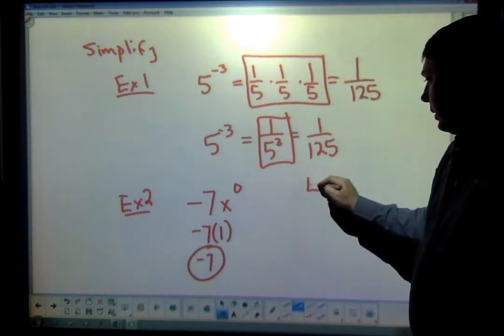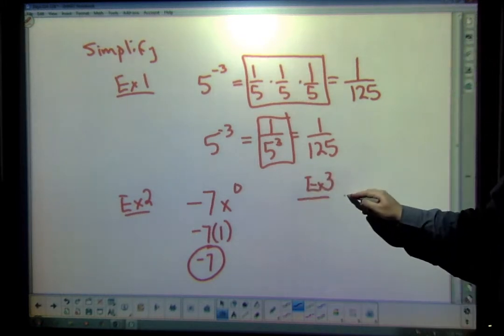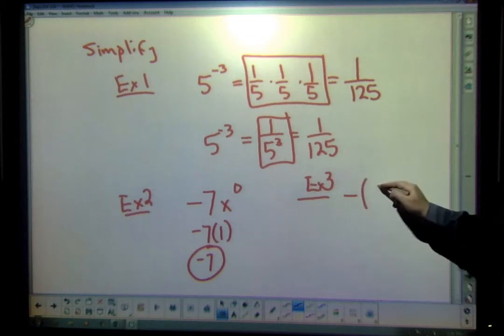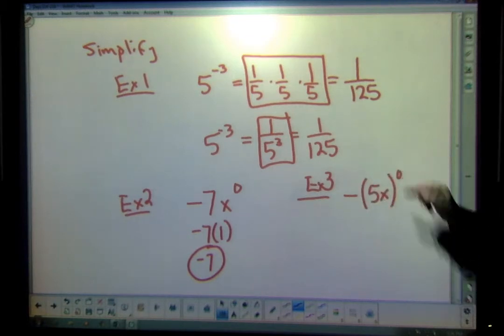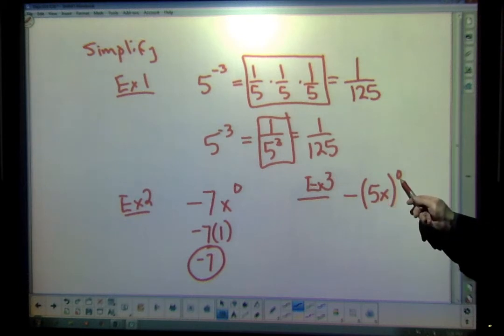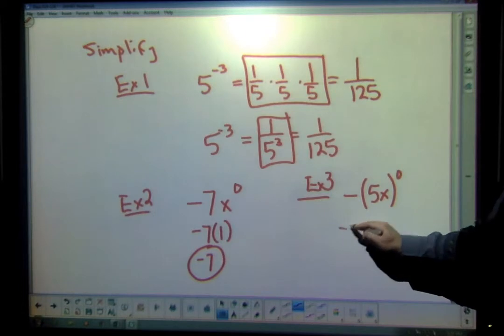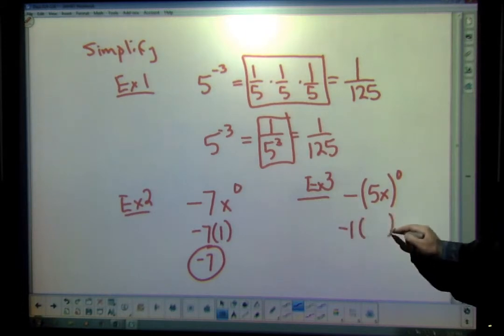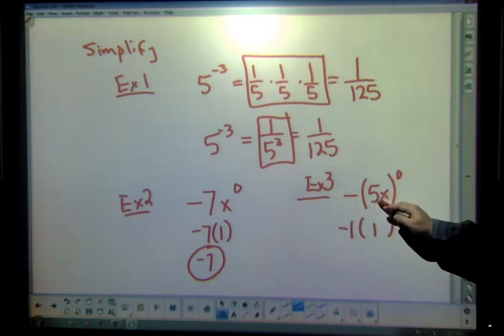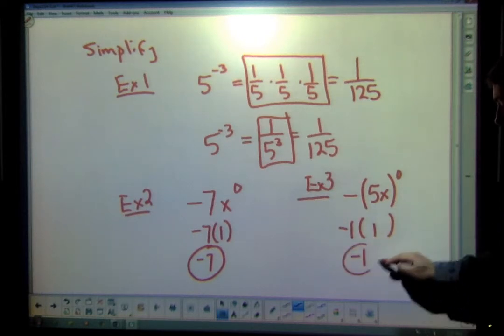Let's take a look at one more example like this. Example 3. Let's say we have the opposite of 5x to the 0 power. Well, the base is 5 and an x. But again, it doesn't really matter what this multiplies to equal. It's still all going to be the 0 power. What's different here is the negative sign is outside the parentheses. So it's negative 1 times 1, because any base to the 0 power equals 1. And negative 1 times 1 would equal negative 1.